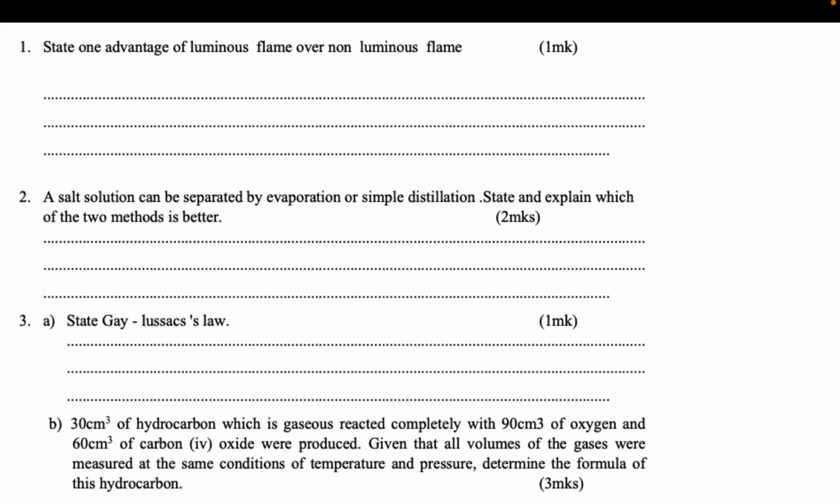A. State Gay-Lussac's Law. B. 30 cm3 of hydrocarbon which is gaseous reacted completely with 90 cc of oxygen and 60 cc of carbon (IV) oxide were produced. Given that all volumes of the gases were measured at the same conditions of temperature and pressure, determine the formula of this hydrocarbon.